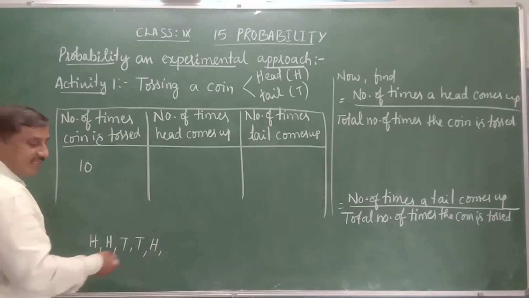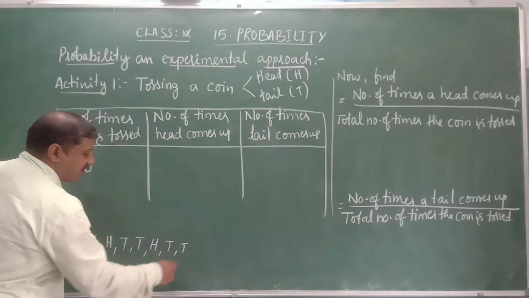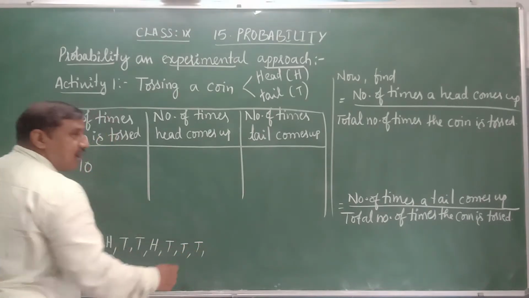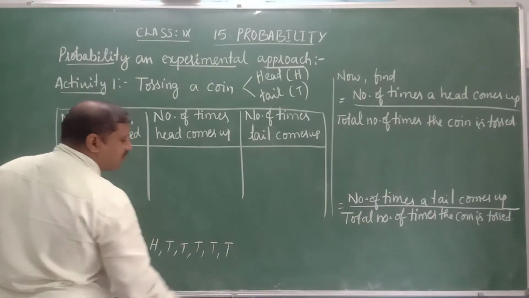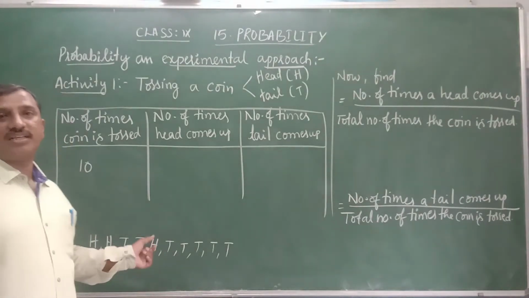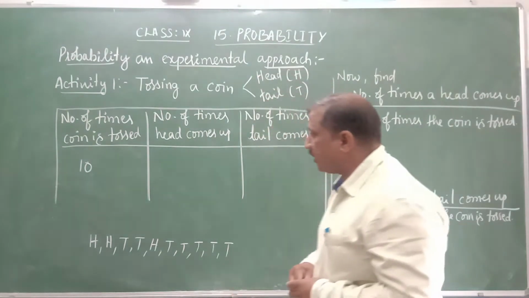When we toss again the sixth time, it is maybe head, tail, or the seventh it is head. When we toss the eighth time, it is a tail, or when we toss the ninth time, it is tail. Even the 10th time also we got tail. Like this, you write all the outcomes which you got when we toss a coin for 10 times.